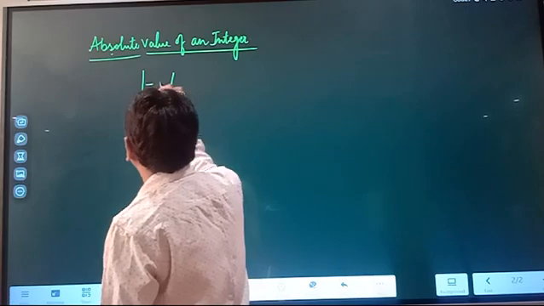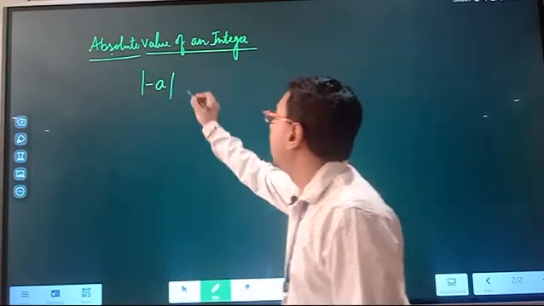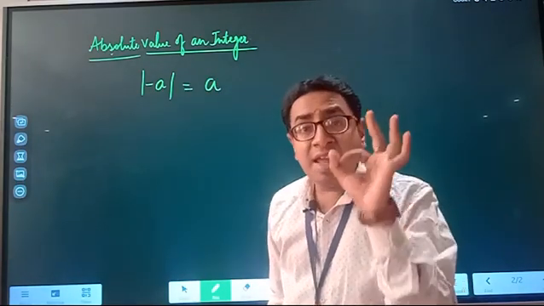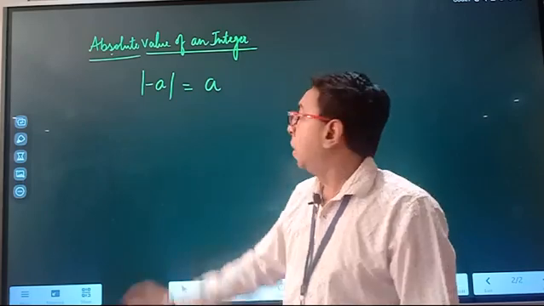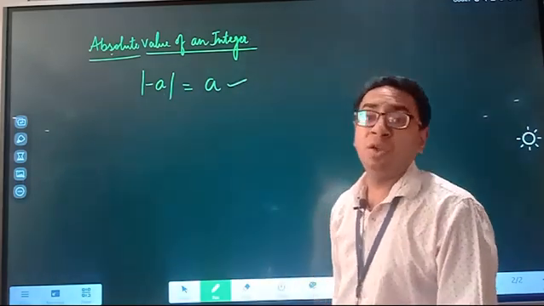For example, I am writing minus 8. What is the absolute value of minus a? The absolute value of minus a is a. It means every negative integer will be converted into positive. That is what the absolute value of an integer is.